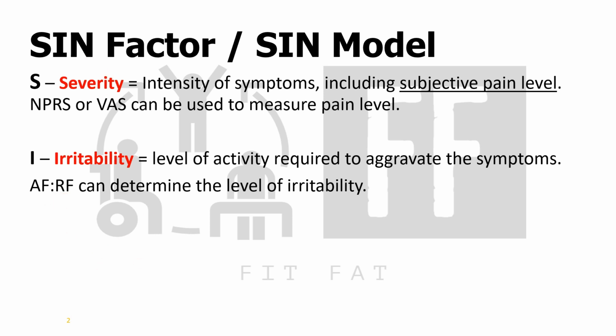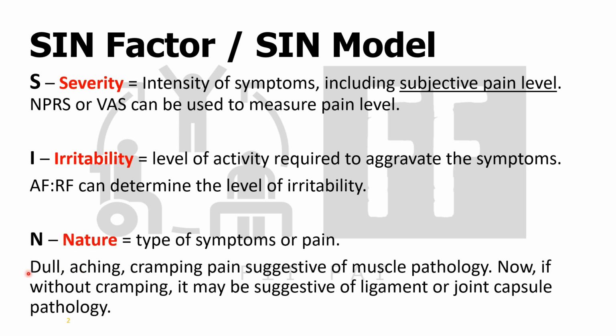Now the third word is N, that is nature, or the nature of pain. A simple example: if a patient comes to you with a dull, aching, cramping pain, it may be suggestive of muscle pathology. But if the patient is not complaining of the cramping part, and has only dull aching pain, then it may also be suggestive of ligament or joint capsule pathology.